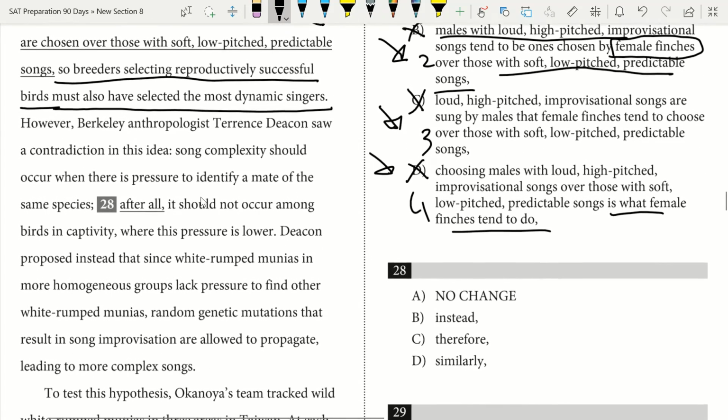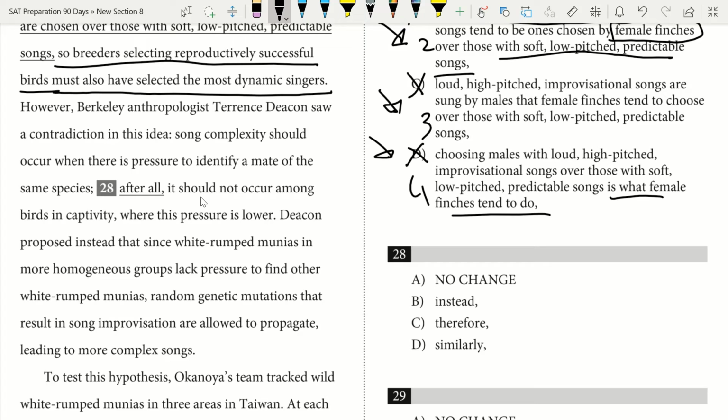All right, 28. However, Berkeley anthropologist Terence Deacon saw a contradiction in this idea. Song complexity should occur when there is pressure to identify a mate of the same species. Anytime I have something starting a sentence, and in this case you may say it's not starting a sentence, but it is starting an independent clause because of this semicolon right here, followed by a comma, anytime I see a transition followed by a comma, in this case it's two words, you could also see it be one word like it is over here, that means I'm always looking to connect my previous clause to my next one, or my previous sentence to my next one. So now I'm going to read what comes after it and then decide what should come here. So I'm not even going to read this.